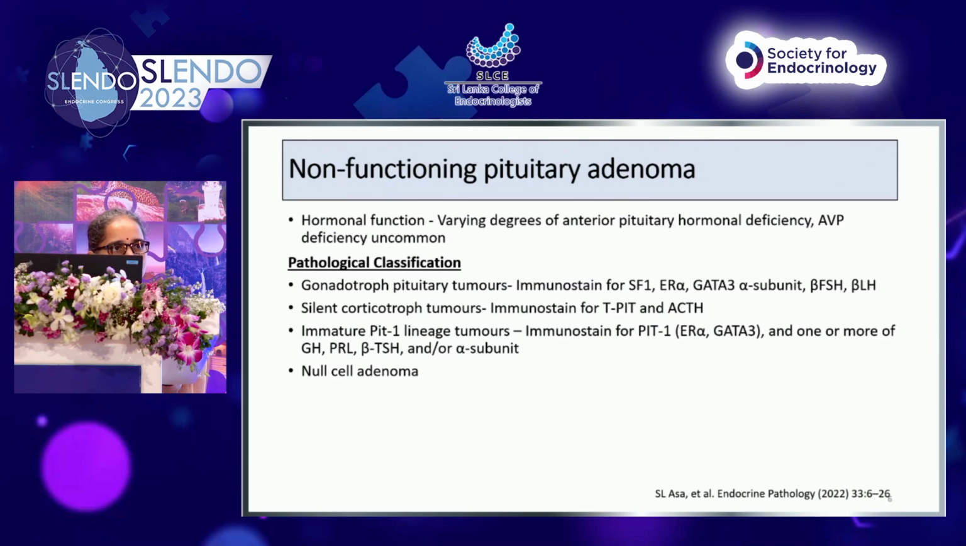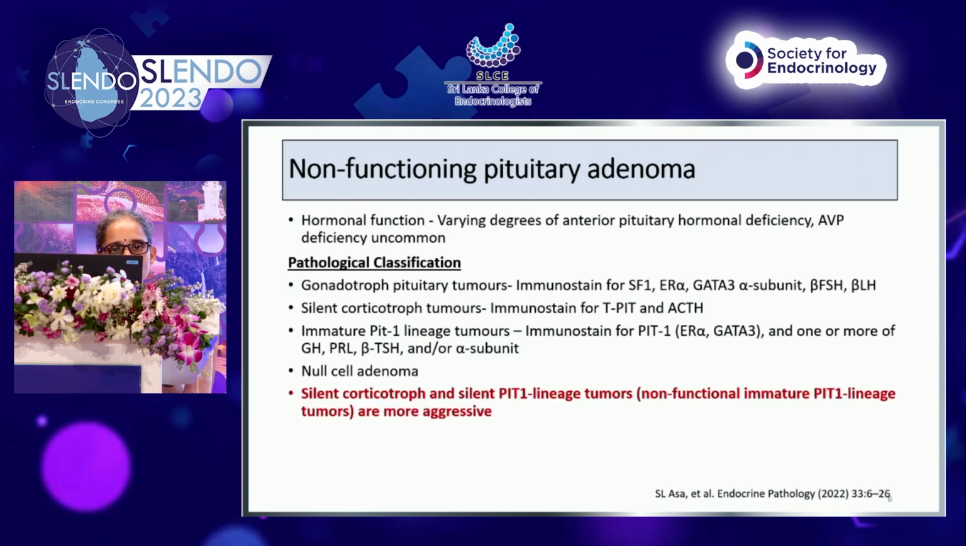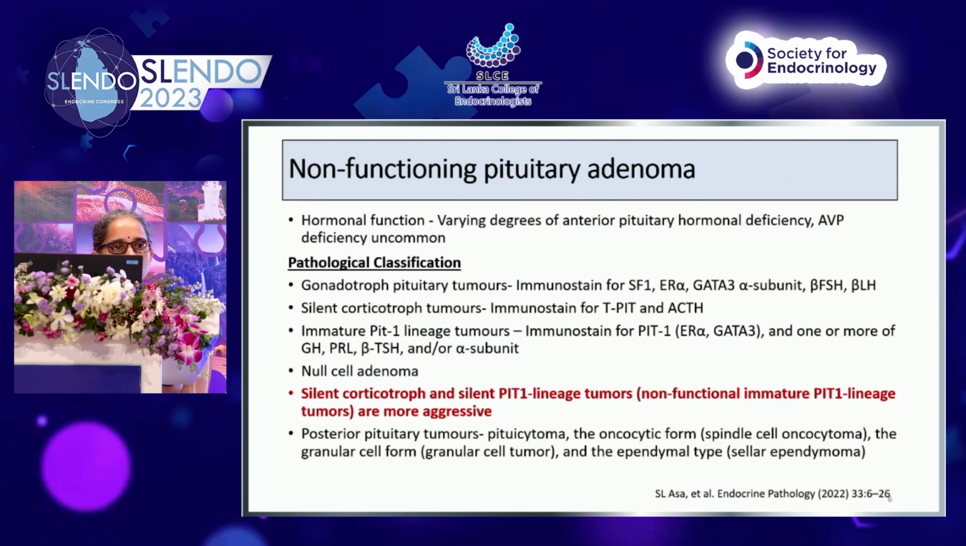Pathologically, they are classified based on the immunostaining for the pituitary hormones as well as the transcriptional factors into gonadotroph pituitary adenomas, silent corticotroph tumors, and immature PIT1 lineage tumors. And those that lack expression of any of the pituitary hormones or the transcription factors are classified as null cell adenomas. Among the non-functioning pituitary adenomas, silent corticotroph and silent PIT1 lineage tumors are classified as more aggressive tumors. The posterior pituitary tumors include the pituicytoma, the oncocytic tumors, as well as the ependymomas.